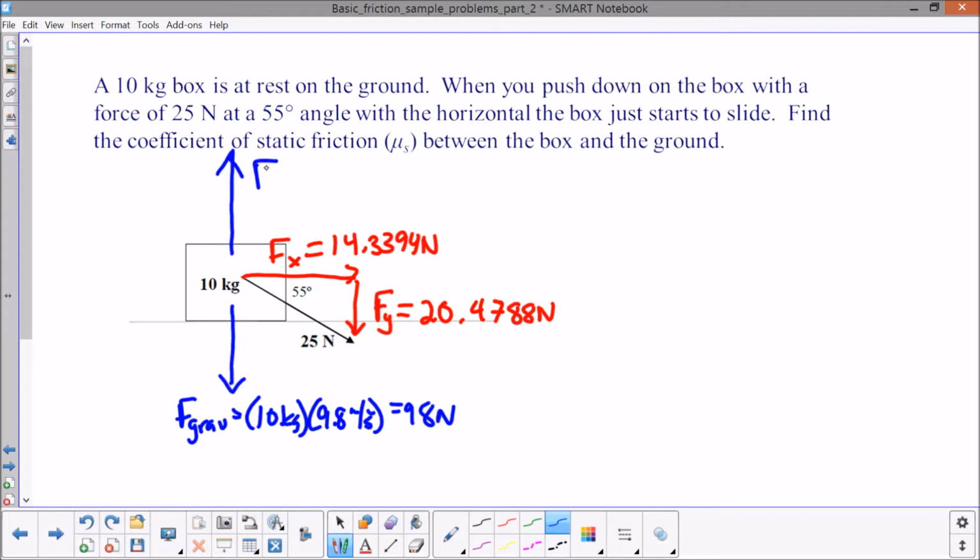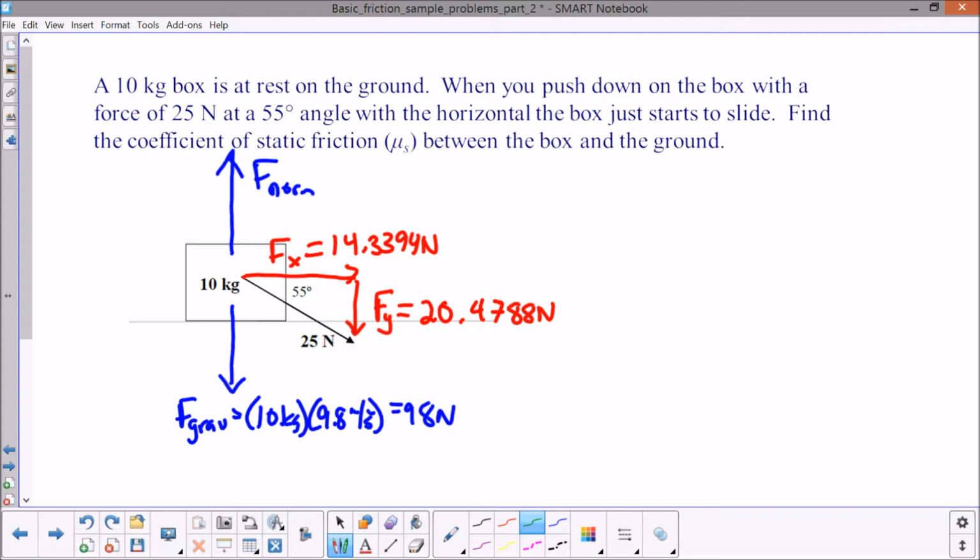We also have the normal force acting on this box. Now this is a problem that you have to be careful with. This applied force is pushing down on the box. It's pushing it harder into the ground, which means that the normal force is going to be bigger. The normal force not only needs to balance out the weight of the box, but it also needs to balance out the y component of the applied force.